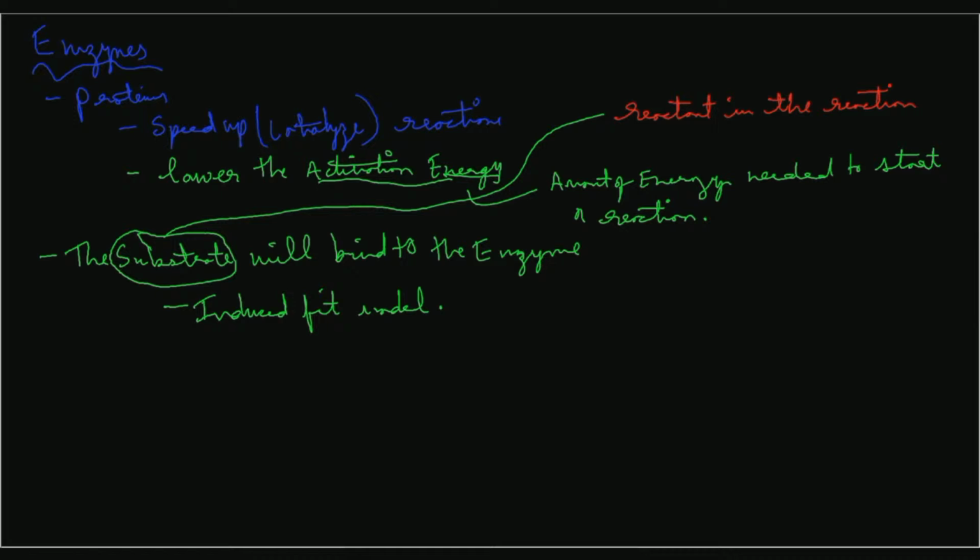So basically, if I drew a circle with a pie cut out of it, and then this was the substrate, this would go into this, and this would be the enzyme. And so this would be the substrate.